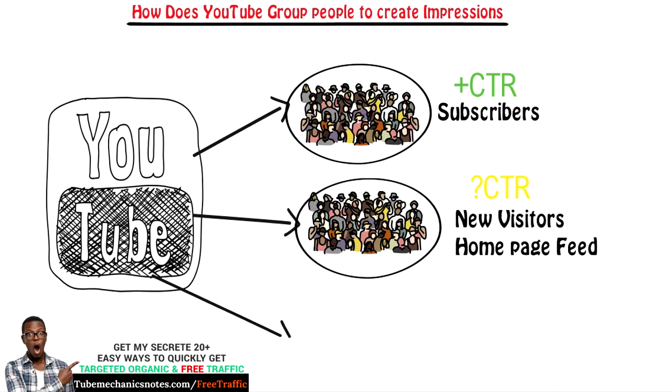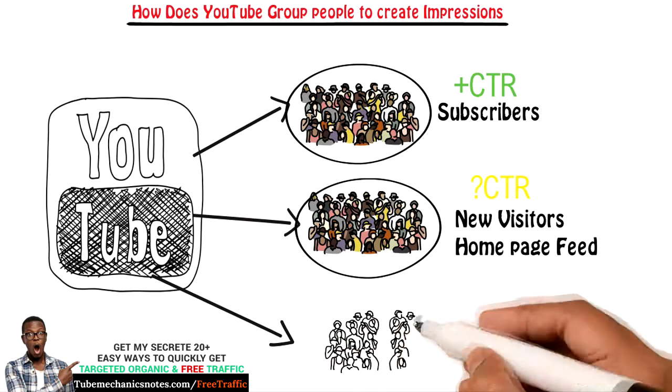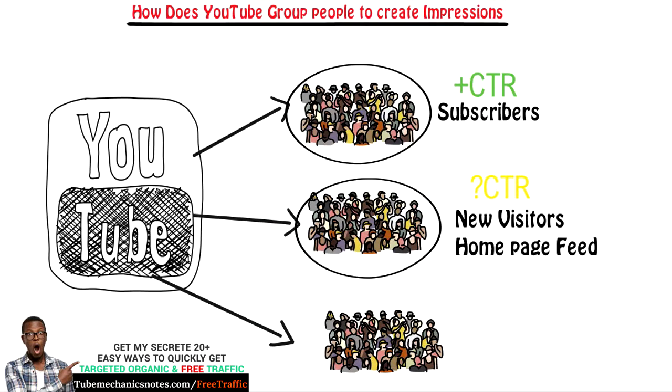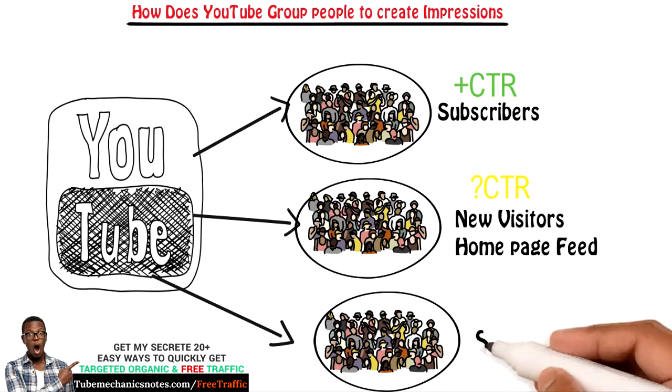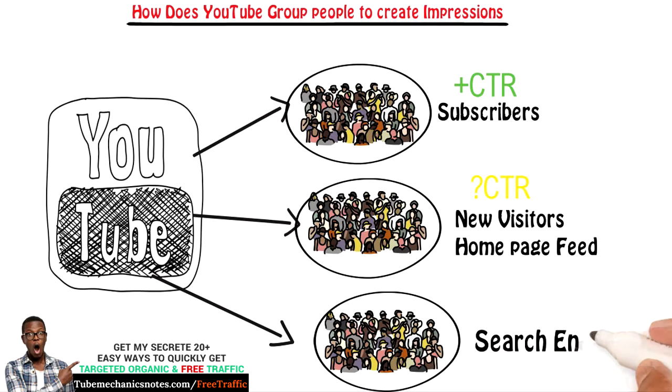Another type of impression YouTube creates is the search engine impressions. That means another group of people that YouTube shows your video thumbnails to are those making search on their platform. That also means if your video is ranking high on the search results with an attractive thumbnail and a catchy title, then it will also produce a high click-through rate.